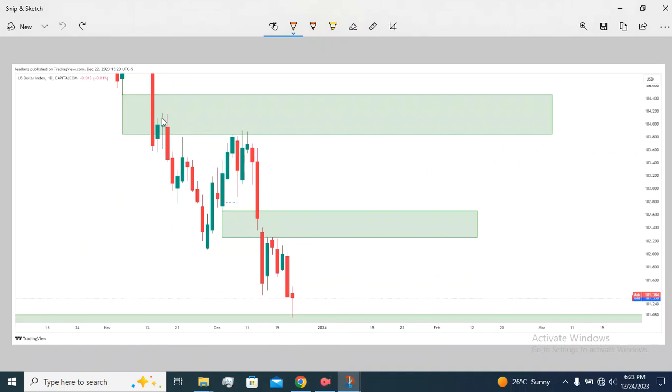There was a sweep of liquidity from the weekly time frame somewhere around here, but again on the daily we can see there was a sweep of liquidity here, and the clearest first break of structure, the clearest first leg, is this one. The clearest first break of structure that we can see is right here.